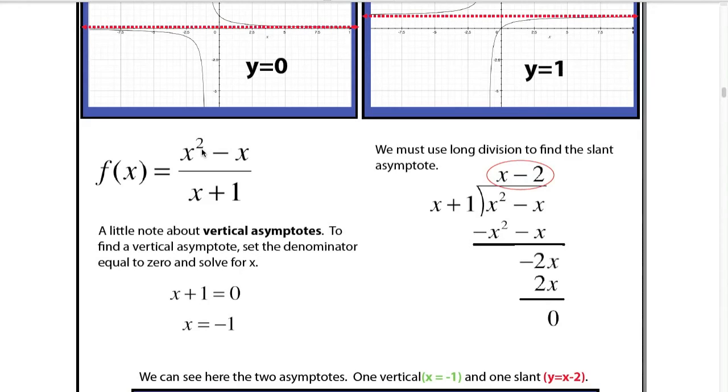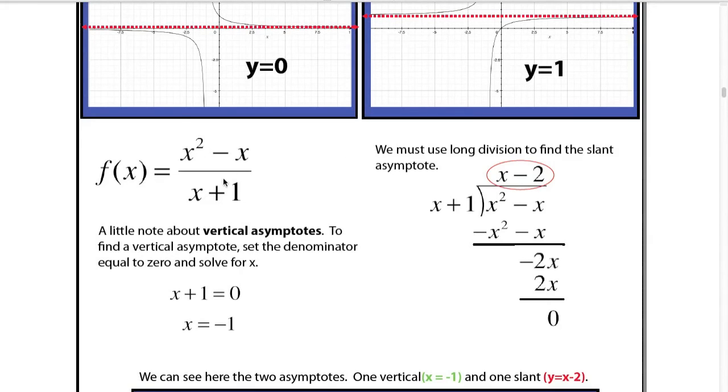If your degree is larger on the top, you do not have a horizontal asymptote, period. Okay, so if it's larger on the top by just 1, in this case we have 2 and 1. So if it's 1 bigger on the top, we have what's called a slanted asymptote or an oblique asymptote. All right, and this is how you do it.